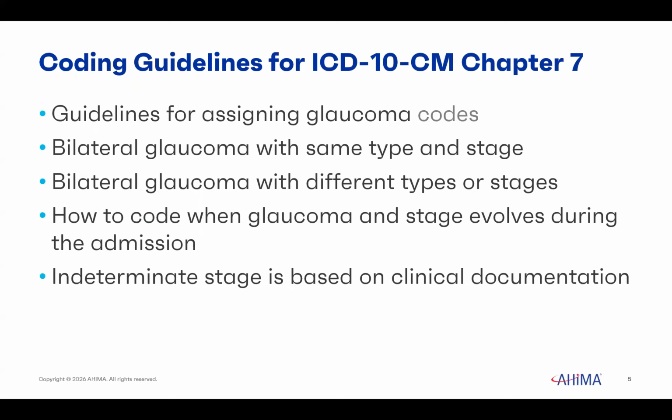And then guidelines for glaucoma. There are very specific guidelines for coding glaucoma. These include how to code bilateral cases, different types of state and stages, evolving stages during admission, indeterminate stages, and others. This is all based on the clinical documentation, and these are in the chapter specific guidelines. So these are called out in your textbook. Please make sure to pay special attention to those.